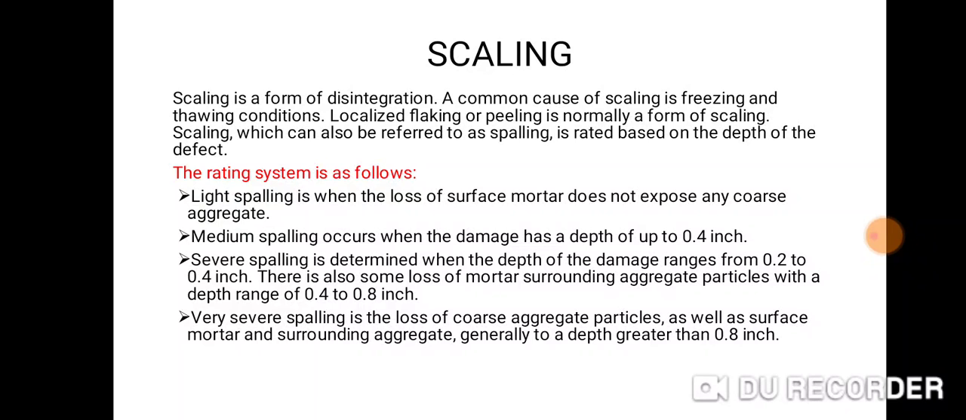Light spalling is when the loss of the surface mortar does not expose any coarse aggregate. Medium spalling occurs when the damage has a depth of up to 0.4 inch. Severe spalling is determined when the depth of the damage ranges from 0.2 to 0.4 inch. There is also some loss of mortar surrounding aggregate particles with a depth range of 0.4 to 0.8 inch. Very severe spalling is the loss of coarse aggregate particles as well as surface mortar and surrounding aggregates, generally to a depth greater than 0.8 inch.